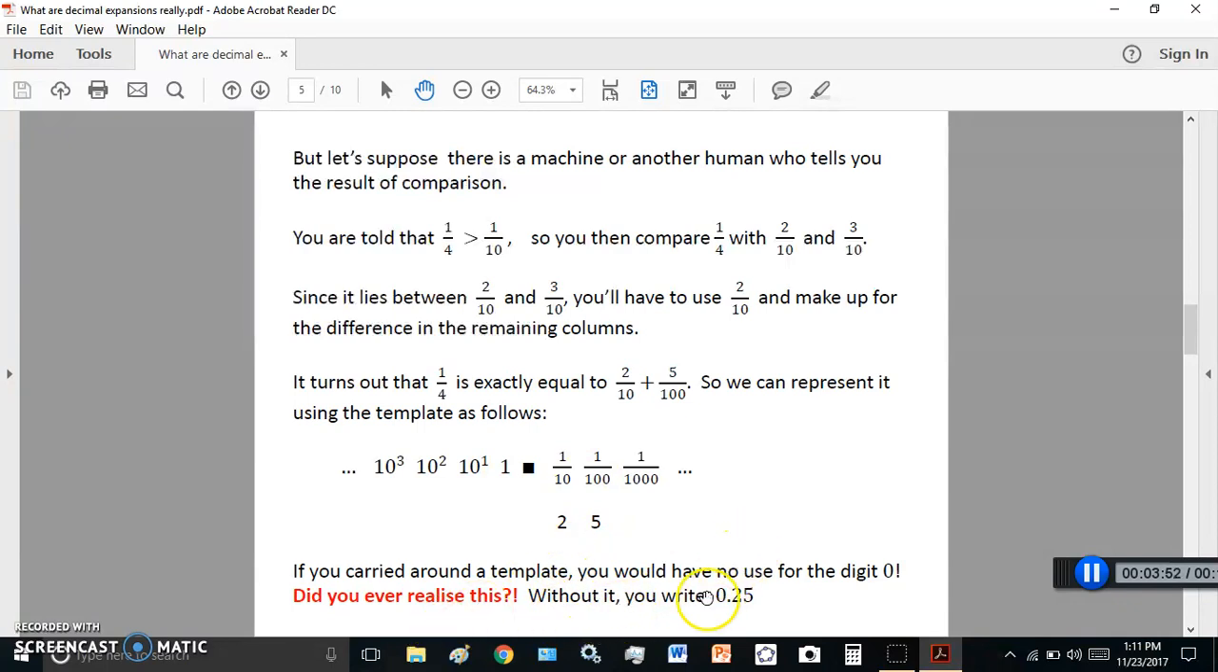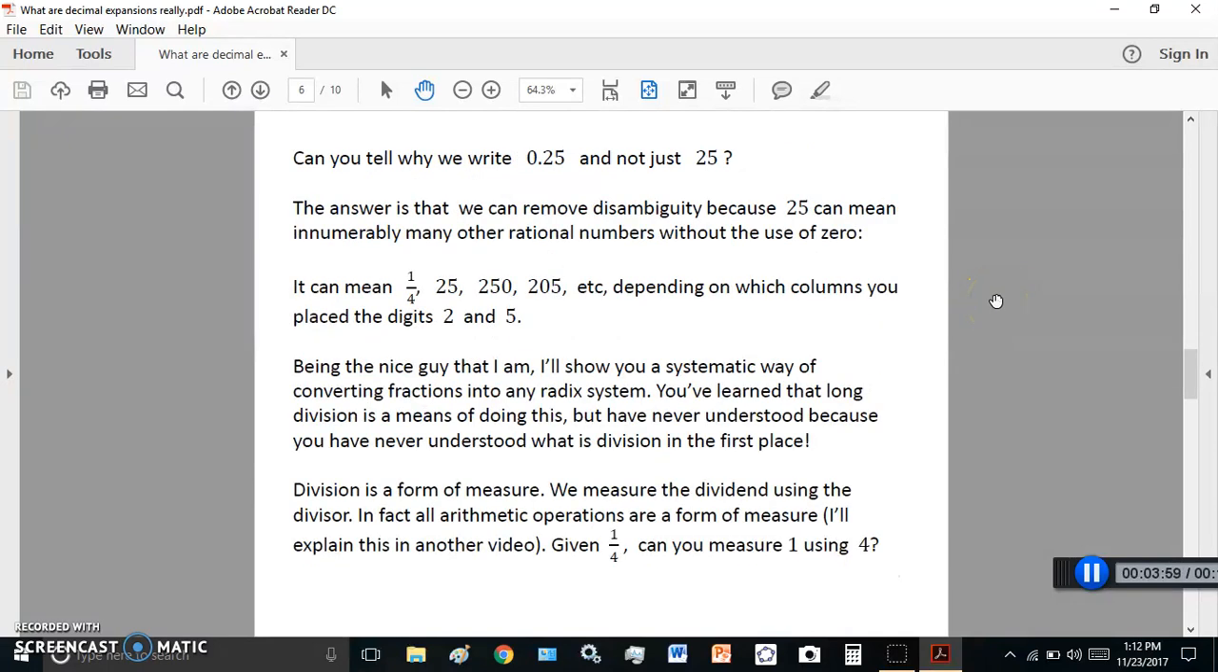So, without carrying this template around, you would write 0.25. Okay, so can you tell why we write 0.25 and not just 25? Well, the answer is that we can remove this ambiguity because 25 can mean innumerably many other rational numbers without the use of 0. So the use of 0 is purely for human consumption.